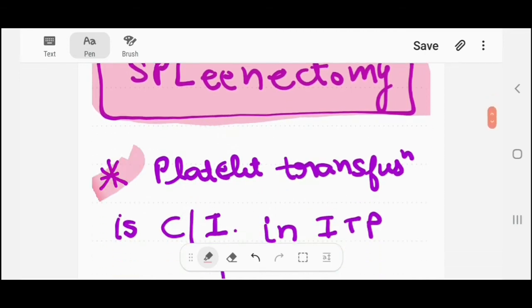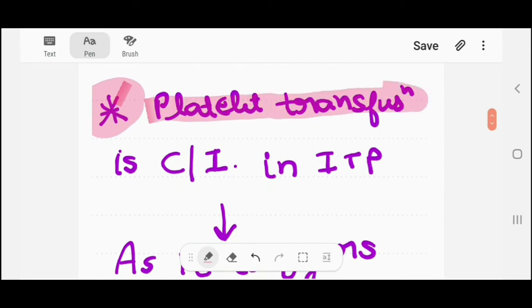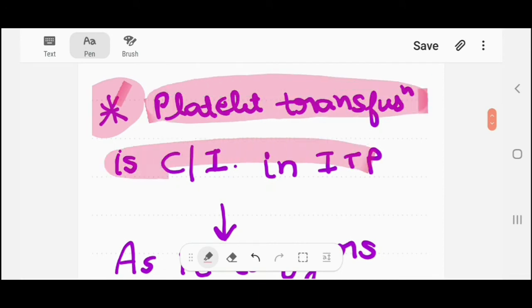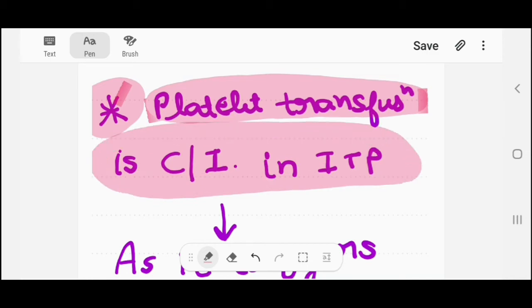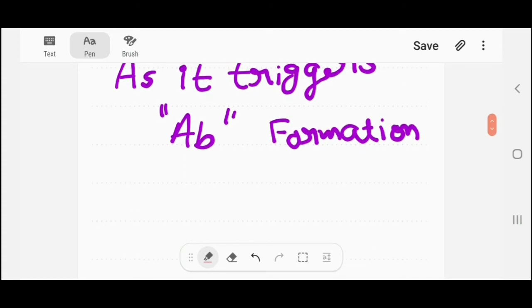One more important point, guys: never ever transfuse platelets. Platelet transfusion is contraindicated in ITP and TTP both. Why is it contraindicated? Because if you transfuse platelets, it will trigger more antibody formation, and there can be more coagulopathy. So never ever transfuse platelets in a patient of ITP and TTP.